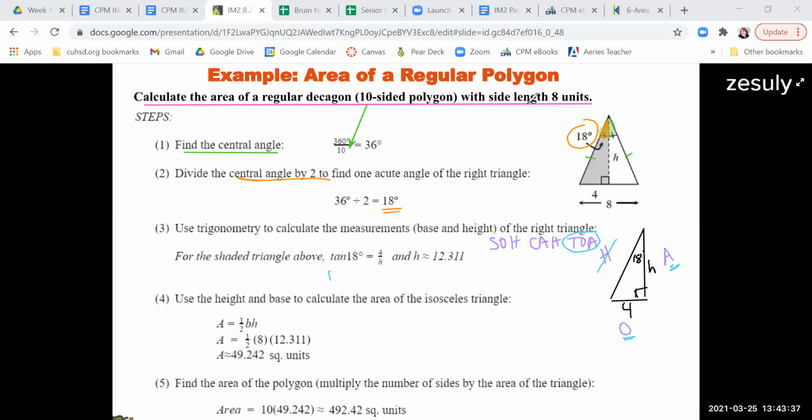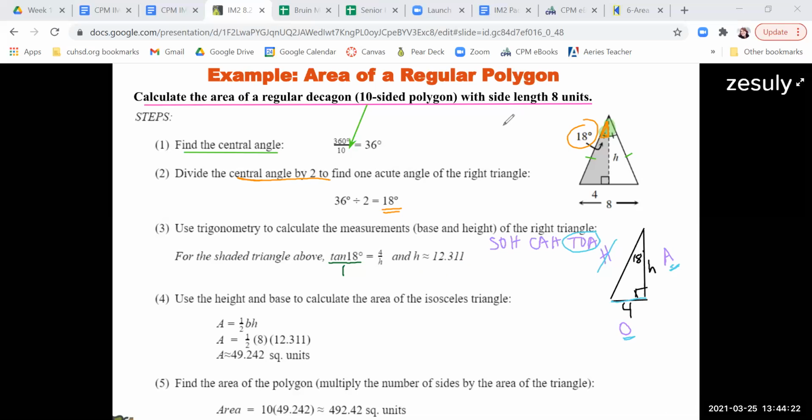So this is where this equation comes from. Tangent of 18 degrees is the opposite side, which is 4, over the adjacent side, which is h. Now that calculation is a proportion that was solved. You can put tangent 18 over 1 and punch tangent 18 in your calculator, cross multiply. So tangent 18 times h equals 4, and solve for h. And what we get is that the height is 12.311.